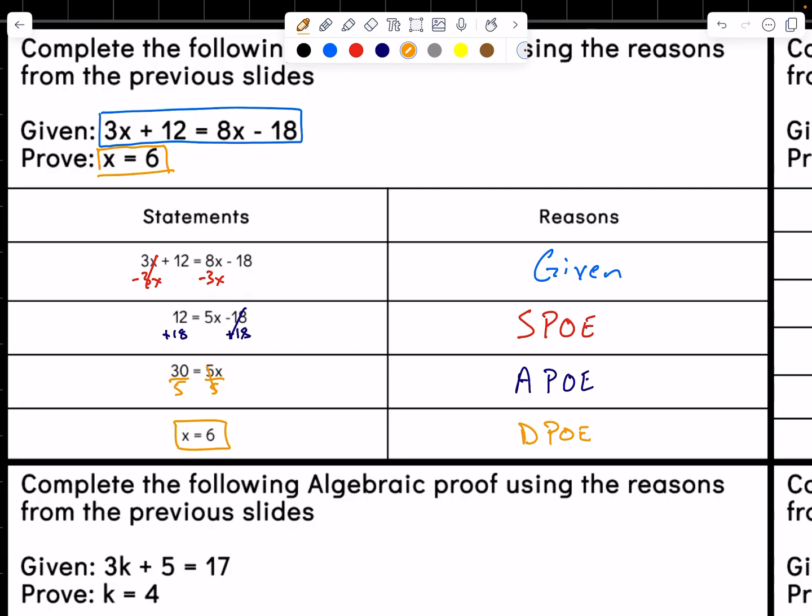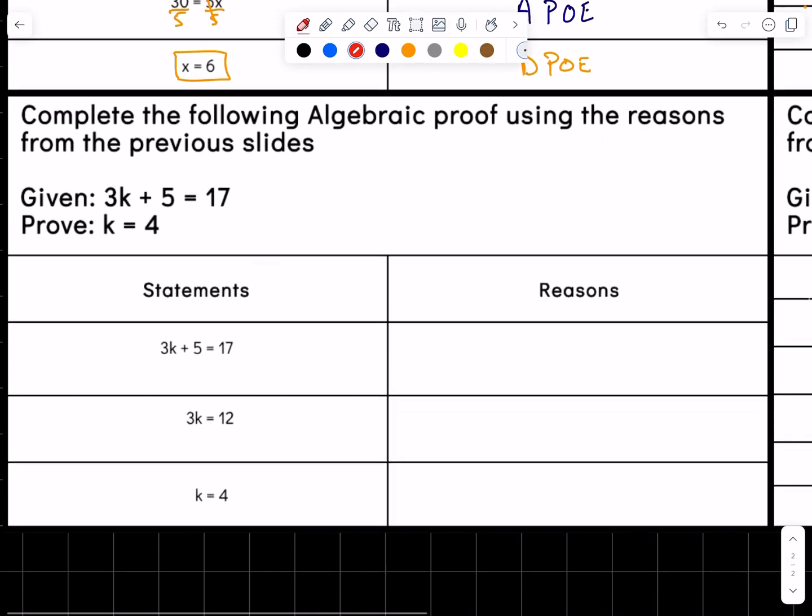We're giving the reasons to show what we did in the step before to get down. So like in this step right here, this red step, it's what I did to get to that point. So I had to use subtraction postulate of equality to get to that point. Okay, so just wanted to make sure we covered that right there. We're going to go on ahead and do this one as well.